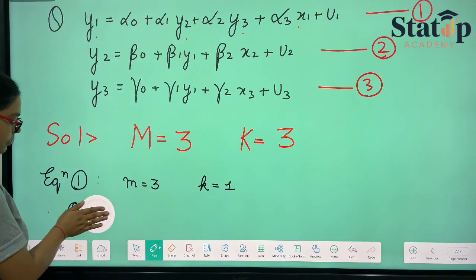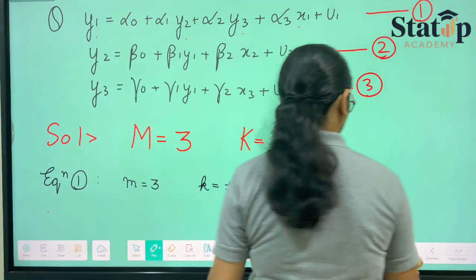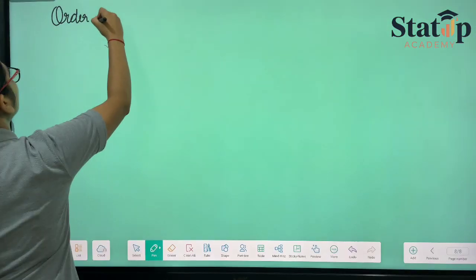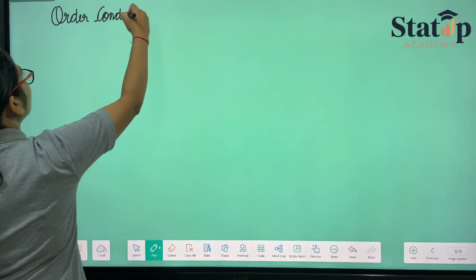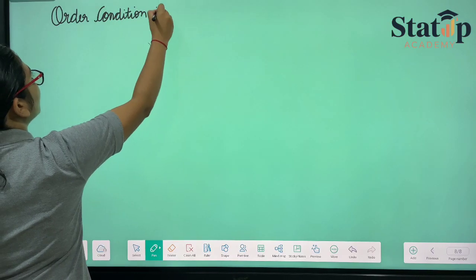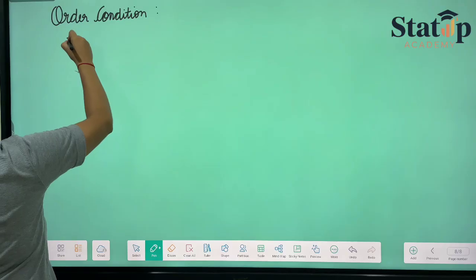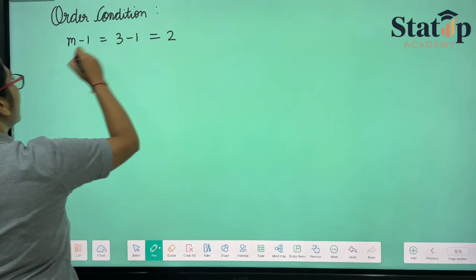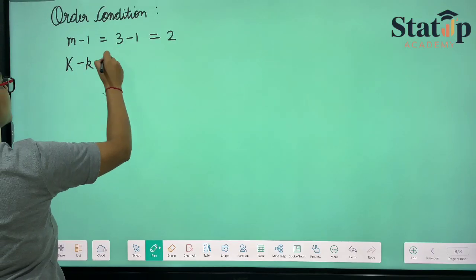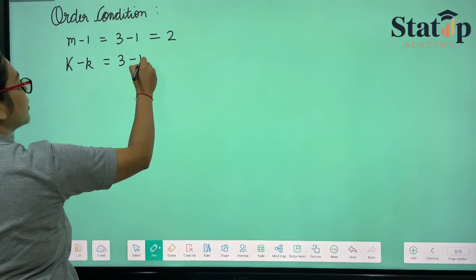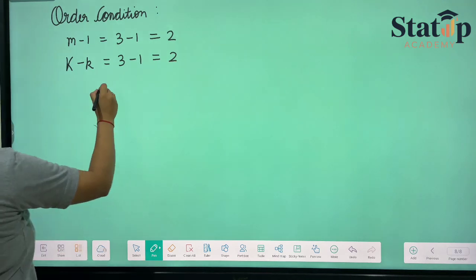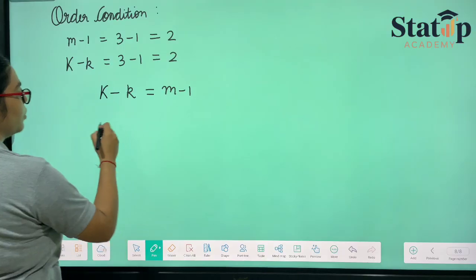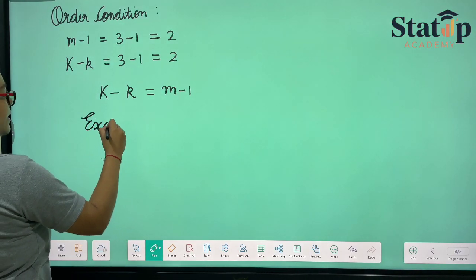Let us take this on the next page. For order condition, first we will calculate small m minus 1. Small m was 3, minus 1, which equals 2, and capital K minus small k, which is 3 minus 1, which is again 2. So now we can say K minus k is equal to m minus 1. So our model is exactly identified.